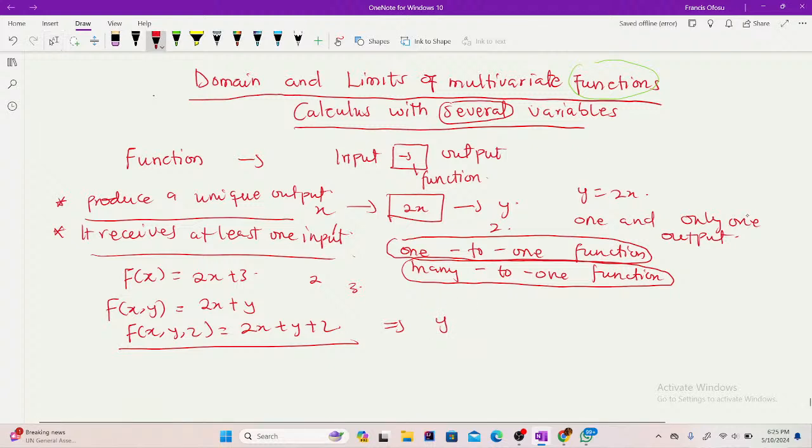So normally we represent it with maybe any variable, okay, but not this one. I used y, so I can't use y to represent it. So this is a brief overview of a multivariable function.